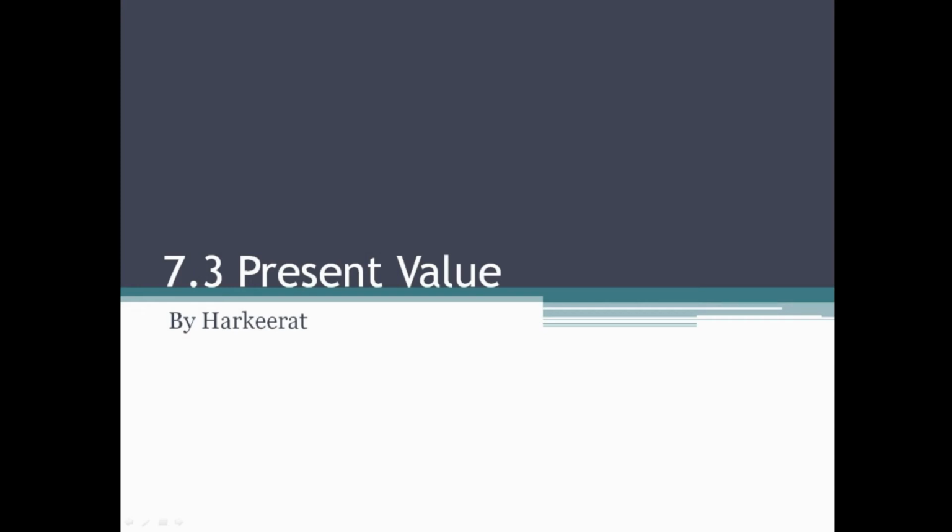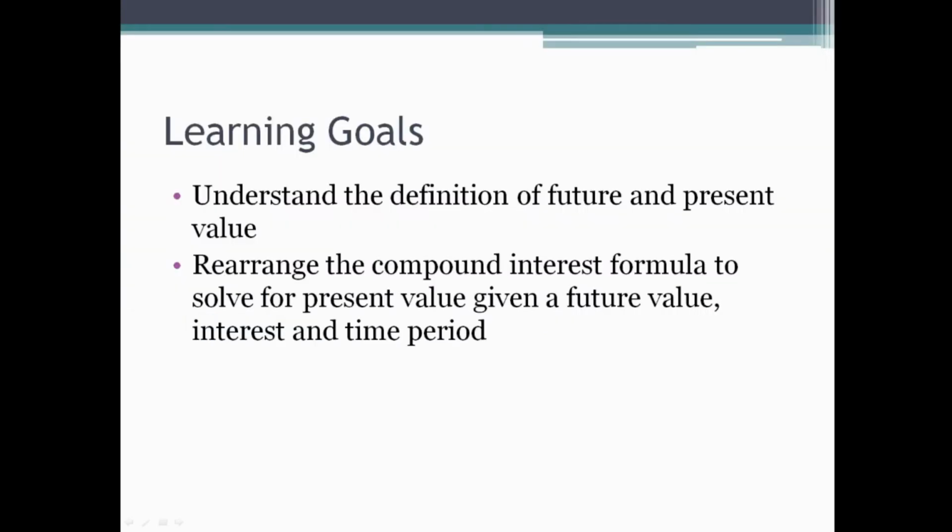Unit 7 is the present value of compound interest. In this unit, you will be expected to understand the definitions of future and present value, and to be able to rearrange the compound interest formula to solve for present value given a future value, interest, and time period.